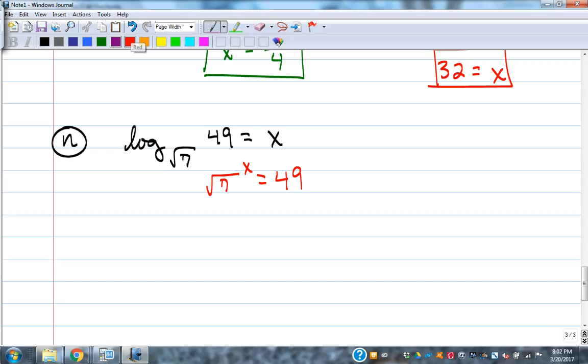All right, so we have to think, what do I know about 49 and the square root of 7? That's really 7 squared, right? So the left side could be turned into 7 to the... What power does this turn into? Square root turns to one half, 1/2 x. So now the bases are the same again. And if the bases are the same, then the exponents should be equal to one another.